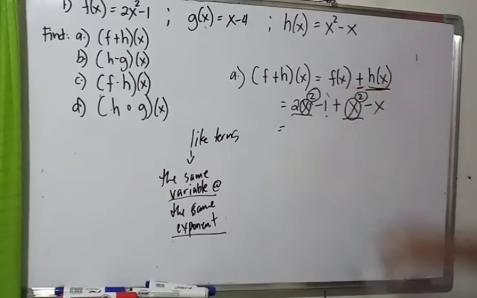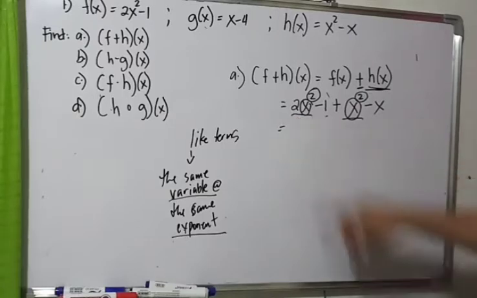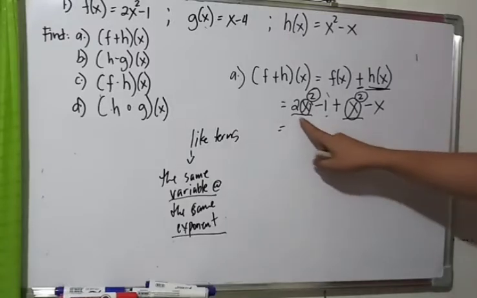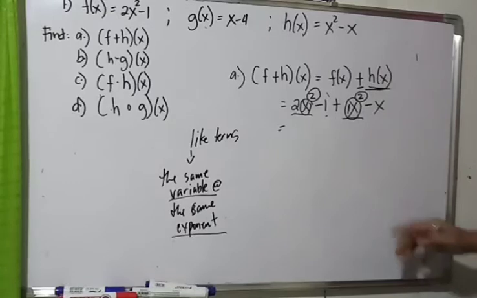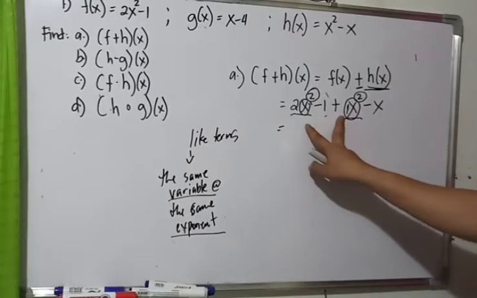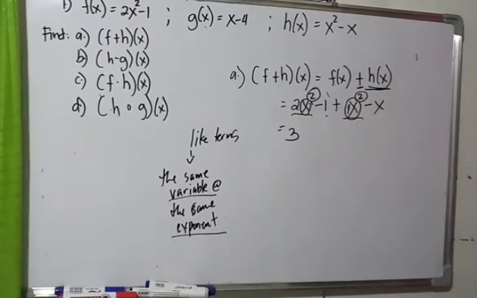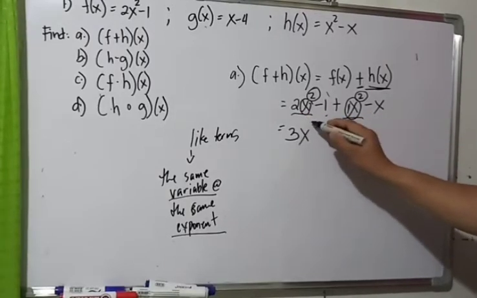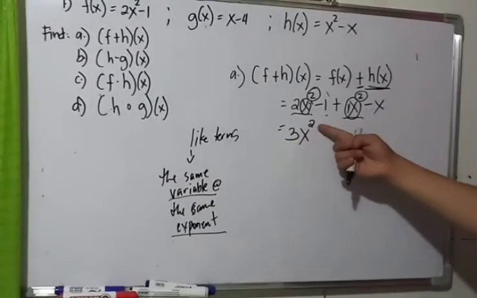So pwede natin ito i-add. So i-add muna natin yung numerical coefficient. Isa-isahin natin ito. Ano ba yung numerical coefficient? Ang numerical coefficient, makita mo yan before ang variable. Ito, 2. So sa x squared, merong 1 dito. So ito lang i-add natin, numerical coefficient. So 2 plus 1, that is 3. Then, how about ang x squared, sir? Okay, just copy the variable and exponent. Okay, so ito na, 3x squared.